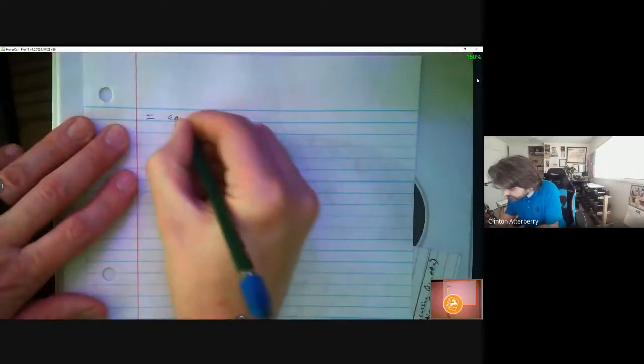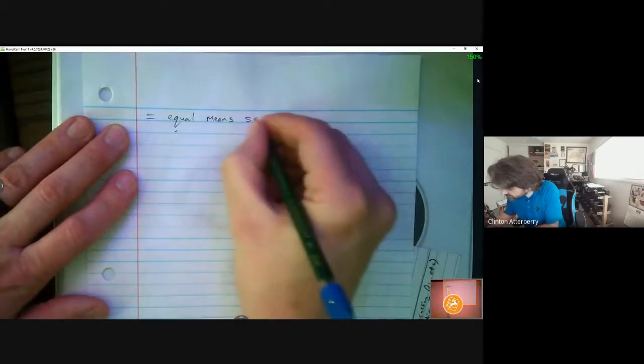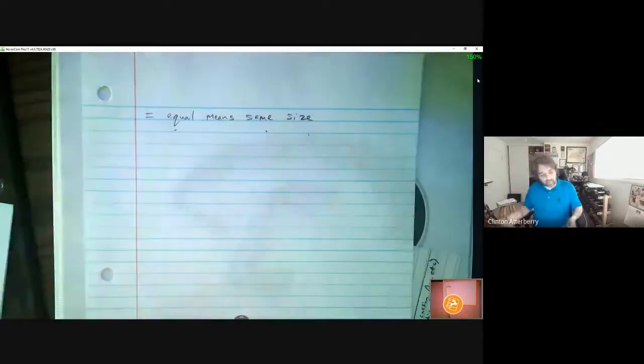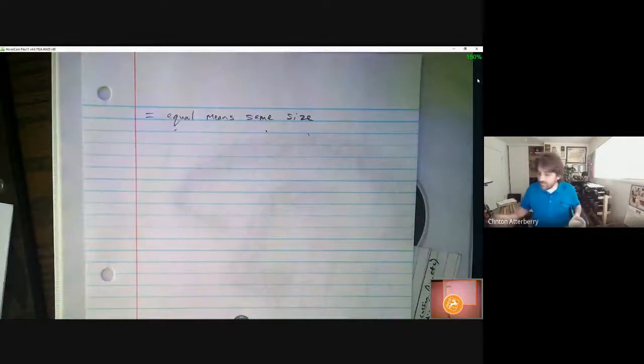So taking a look at congruence, an equal sign. Equal means same size. So that's like two people that weigh the same. Just because two people weigh the same doesn't mean that they're like twins or anything, right? They don't look the same. They just have the same weight.